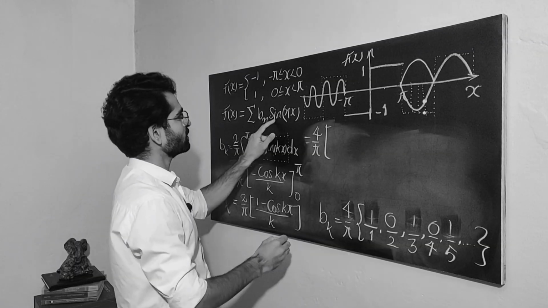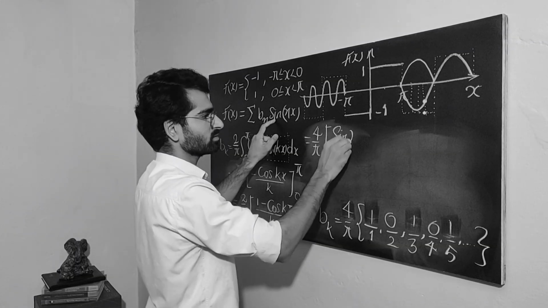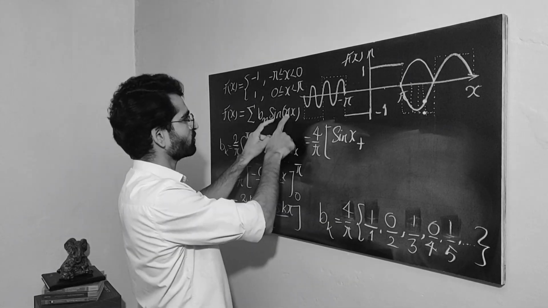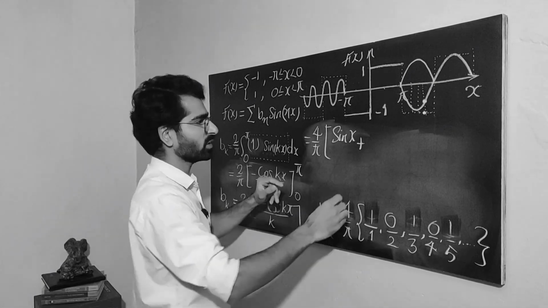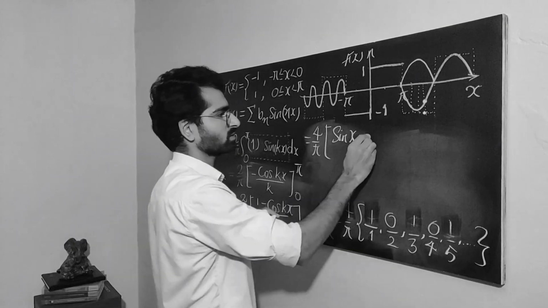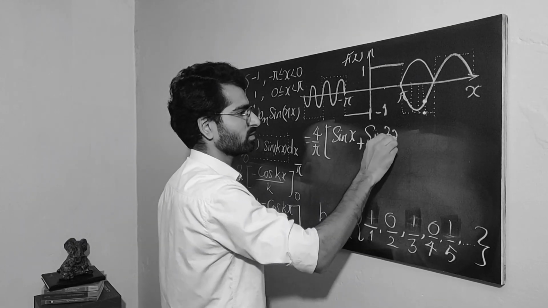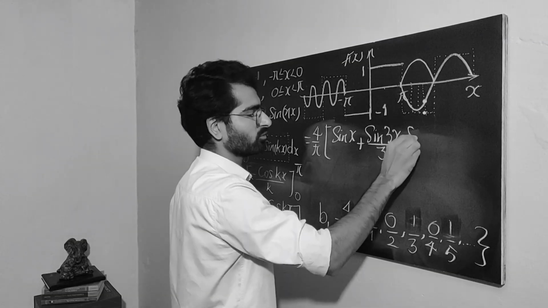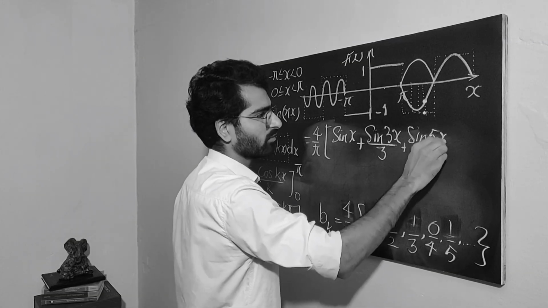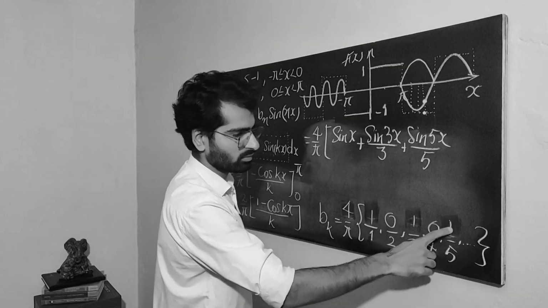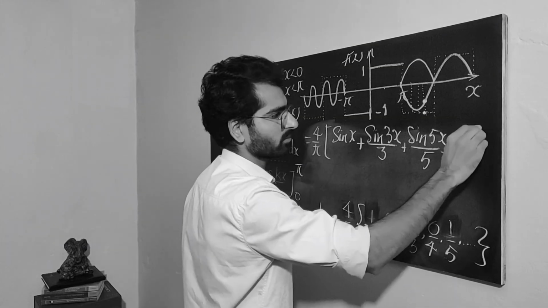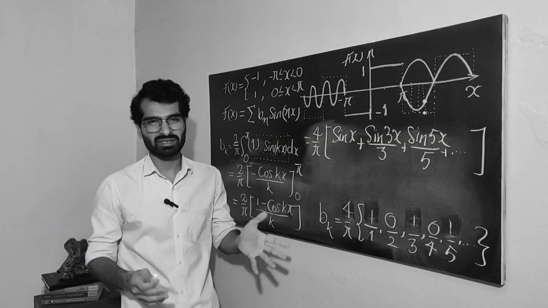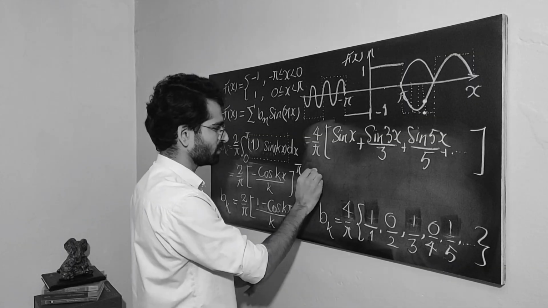So first term is sine of x with amplitude 1. Then next term is sine of 2x with amplitude 0, so we do not need that. Then next term will be sine of 3x with amplitude 1/3. And next term will be sine of 5x with amplitude 1/5, and it moves forward like this. And I can write this in terms of summation, which is not really necessary, but let me do that.